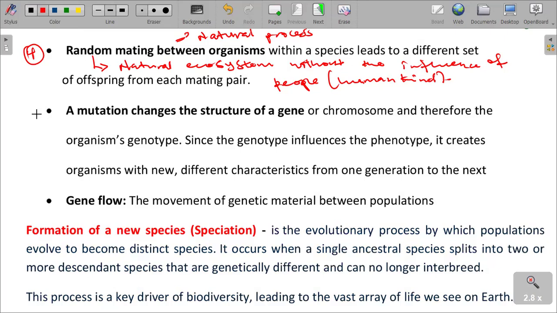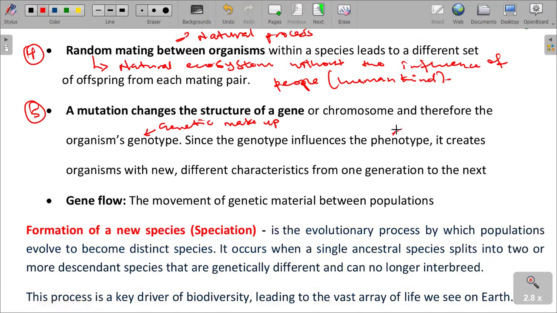Also, mutation can result in what? In new structures of a gene or chromosomes, and therefore the organism's genotype. We are saying the organism's what? Its genetic makeup. So, since the genotype influences the phenotype, it creates organisms with new, different characteristics from one generation to the next.